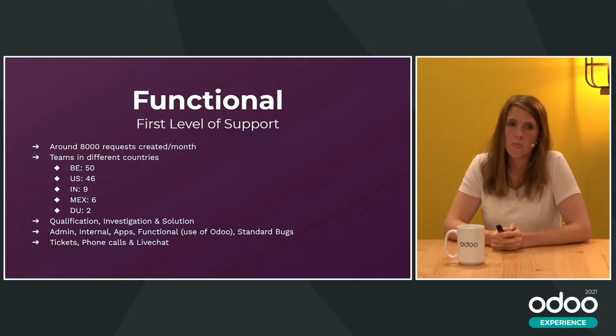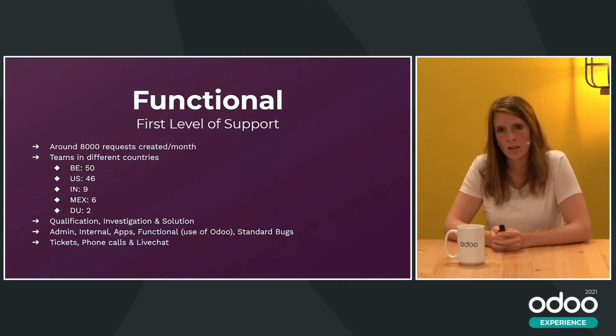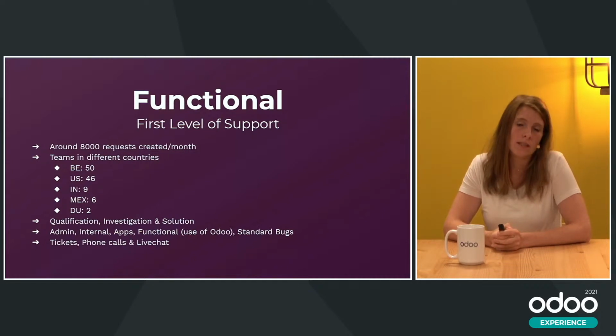So we have teams in Belgium, in San Francisco, in Buffalo, in India, in Mexico, and recently we also opened in Dubai. So what kind of questions do we answer? First, functional: the use of Odoo, how to use Odoo, all the standard questions that you have. If you think that there is a bug in Odoo, we will qualify and investigate to understand if really it's a bug or if it's just the expected behavior. And for that, you need to know that we are in close contact with our R&D team to provide the best solution for you, of course.